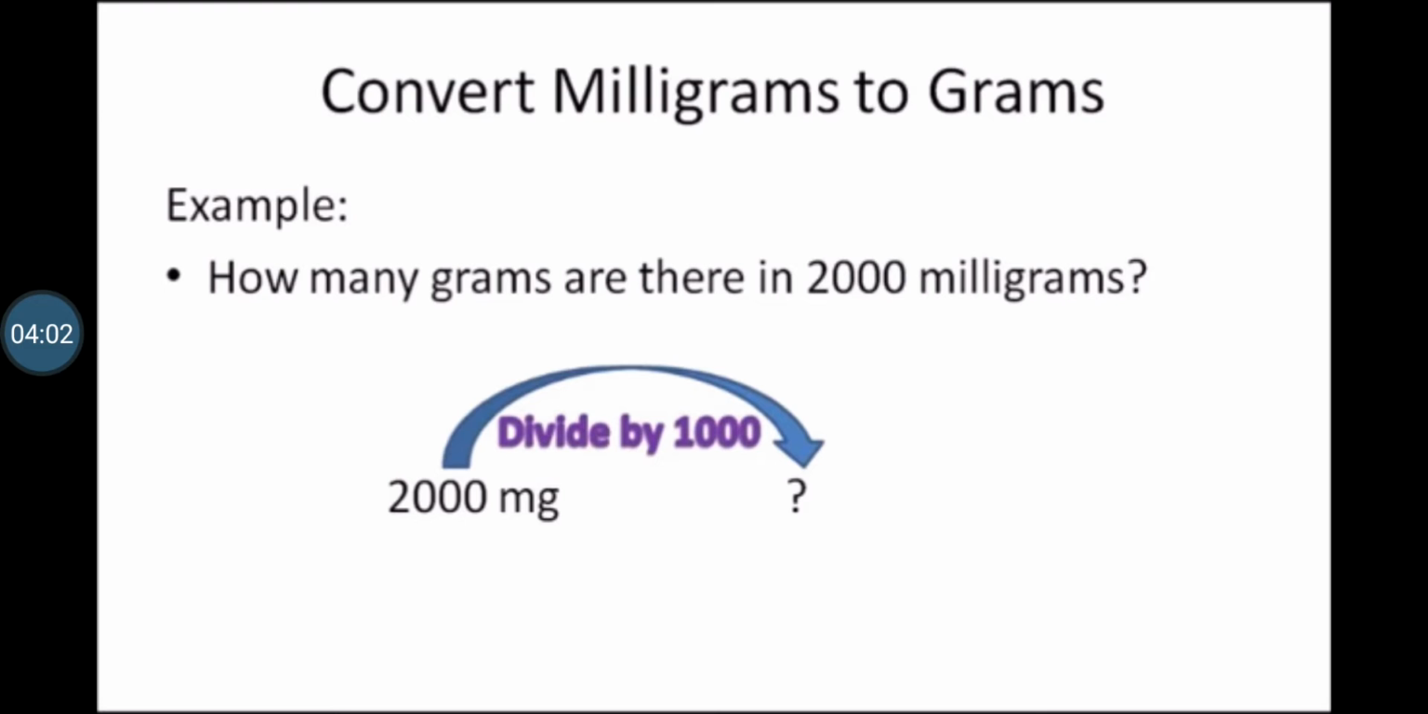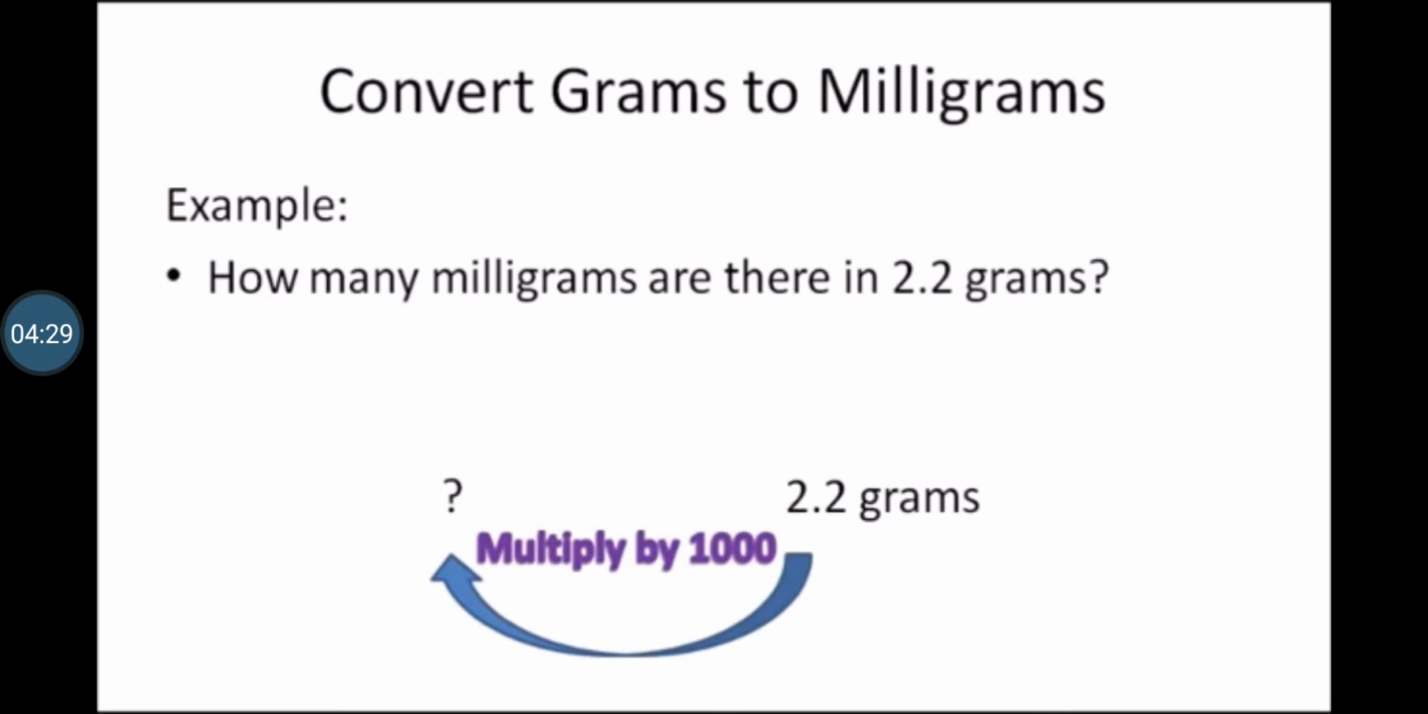For example, how many grams are there in 2000 milligrams? Yes, as we are moving from smaller to bigger unit, it means we have to divide by 1000, because in 1 gram there are 1000 milligrams. So if we divide 2000 by 1000, we get the answer as 2 grams.